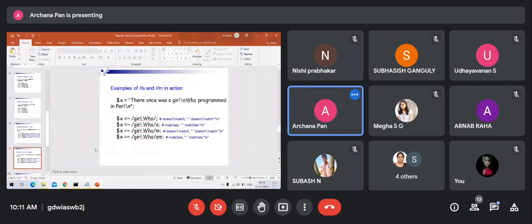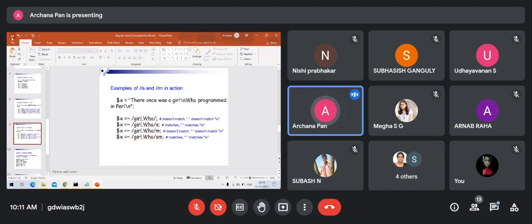Okay, so there are a lot of modifiers. I gave only a few, only S and M. You can see what the other modifiers are. Now two concepts are left. One is the greedy nature of Perl. Using a multiplier, you can make it greedy or ungreedy.